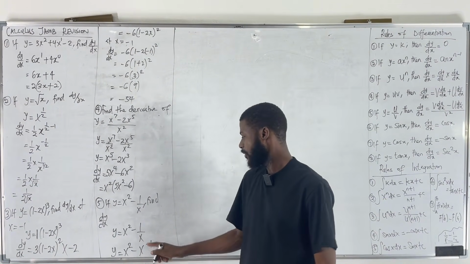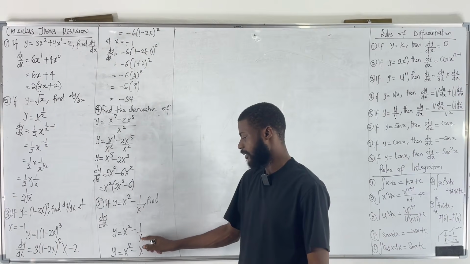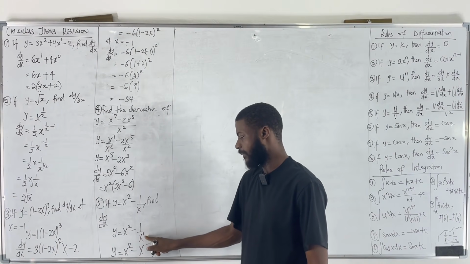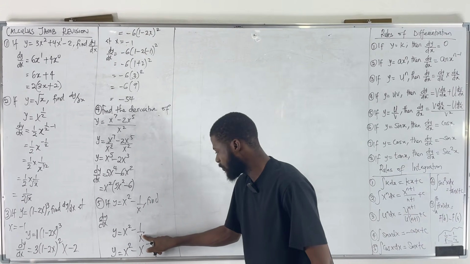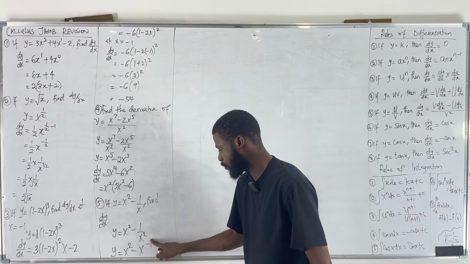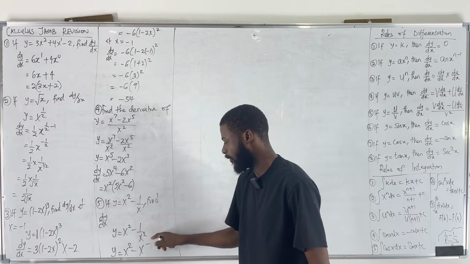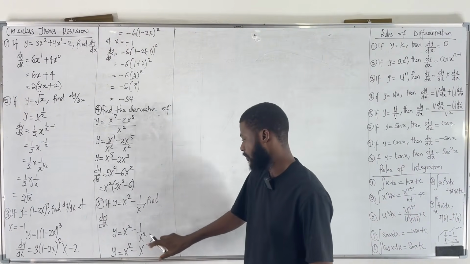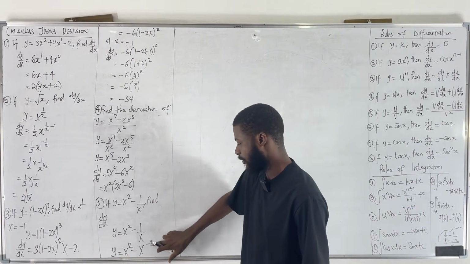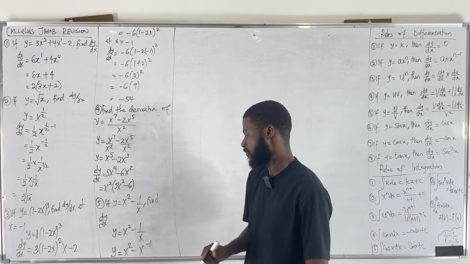Laws of indices. If you have 1 over something, you see the power here is 1. So if I want to remove this 1 over, this power of 1 here would carry minus 1. Assuming this place was a 2, for example, when I take out the 1 over, this will become x to the power of minus 2. It's called a negative index law. But let's go back now. So I put the 1 back, minus 1.